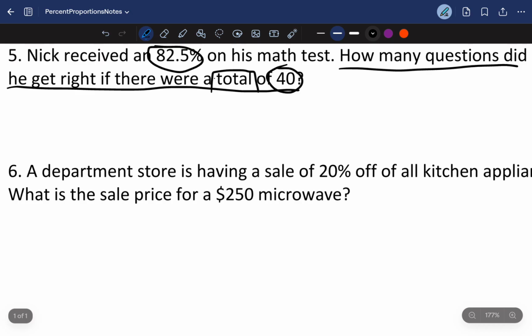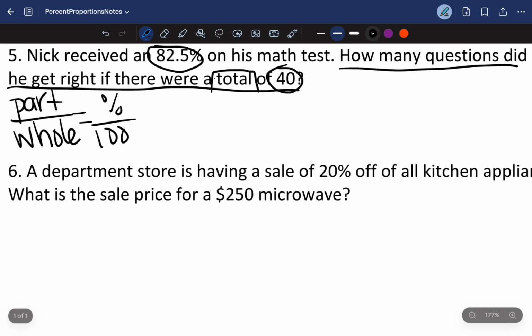So let's go ahead and set this up. Remember, it's part over whole equals percent over 100. So I'm going to apply that formula and plug in those numbers. I'm going to put a fraction bar and then an equal sign and then a fraction. And I'm just going to plug in what I know. I know that he received an 82.5%, so I have 82.5, which goes on the top here, and then that's going to be over 100 because percent is always out of 100. Now, on the left side is where I'm kind of stuck.